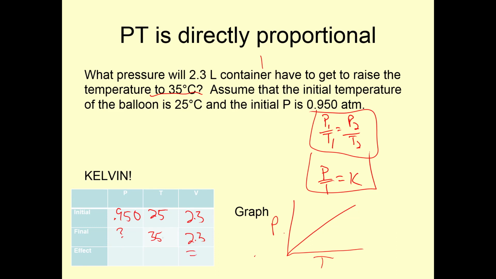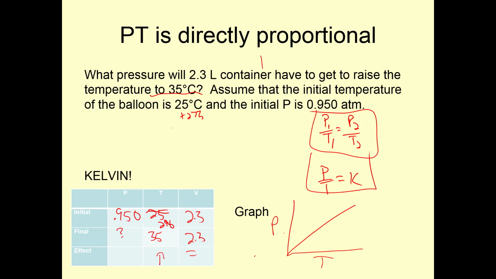But notice here my temperature went up. Now, I wrote Celsius, which is a dirty, dirty word. So I can't use 25. I need to do plus 273. That's 298. And I can't use 35. I have to add 273 to that.